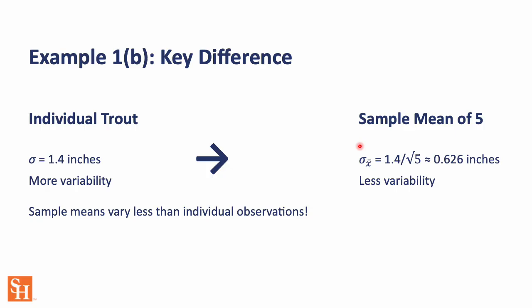So here this is different. This is very important to know. When we deal with an individual observation, then the standard deviation doesn't change, but when we deal with a sample mean, then the standard deviation changes, and this is the change that will happen, right?